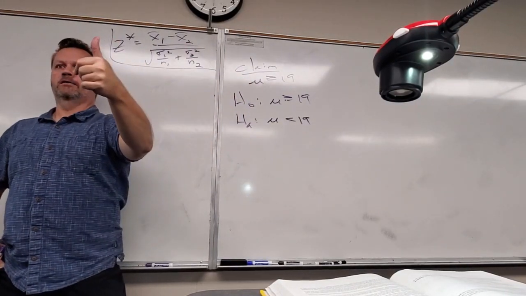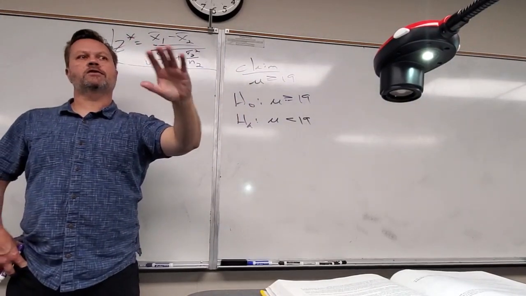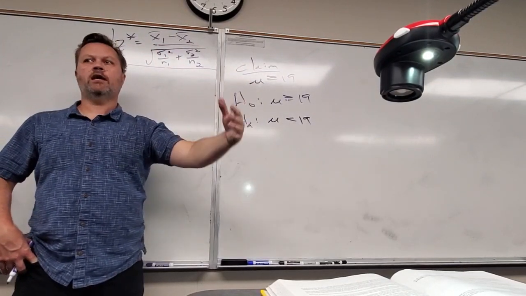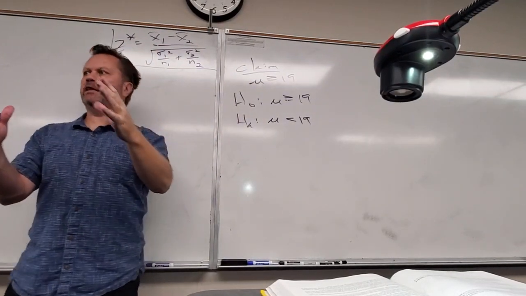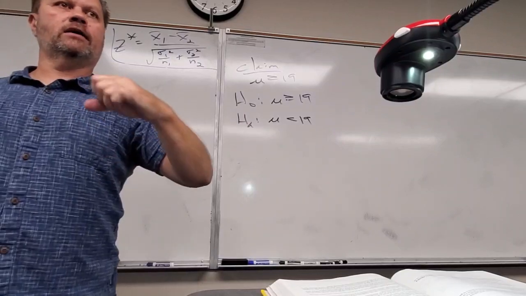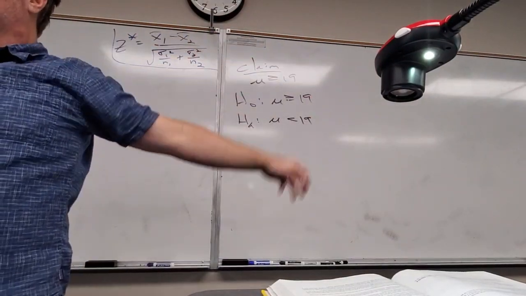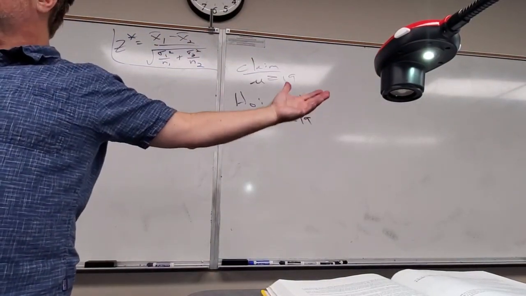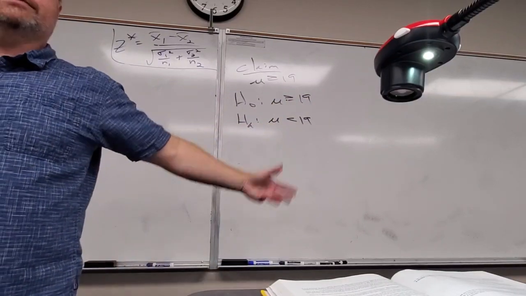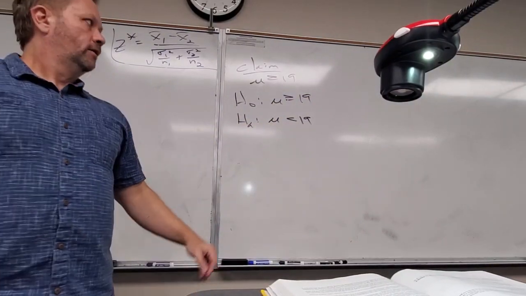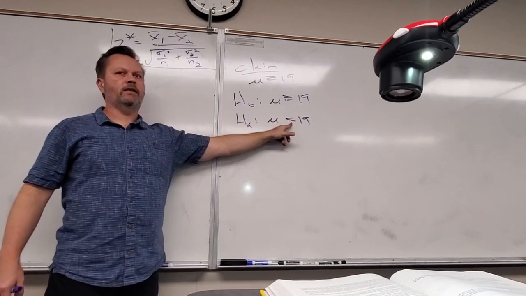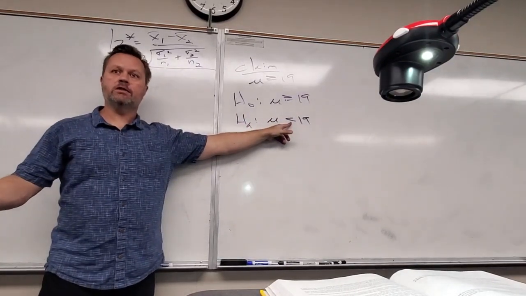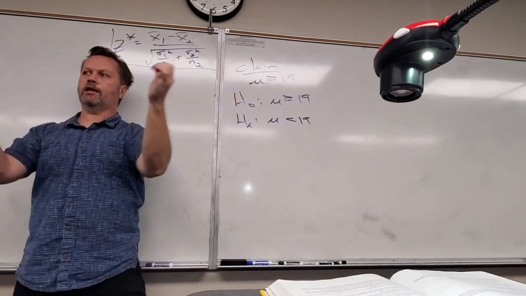The Ha. We can never show evidence for something equaling something. If I took a sample and I got the average to be 11, is that evidence the real average is 11? Nope. Sample could be anything. This is the one that always sets up where our rejection region is, because the Ha is always the one I can show evidence for.